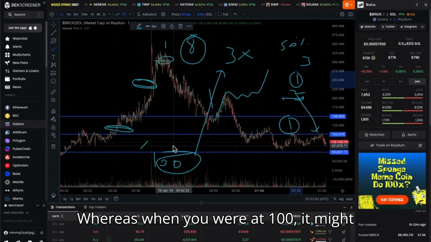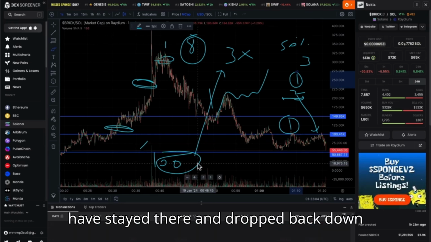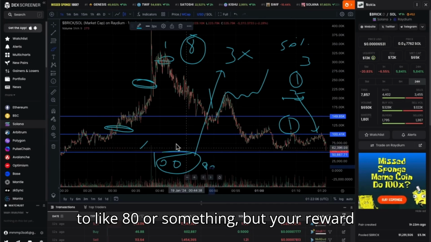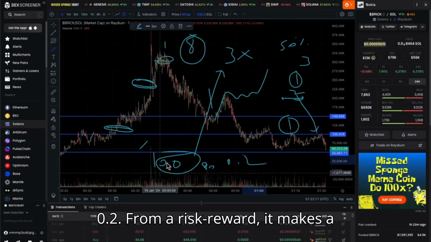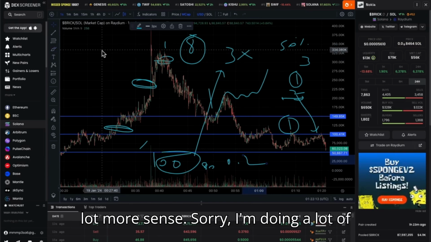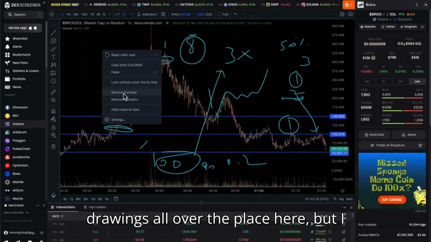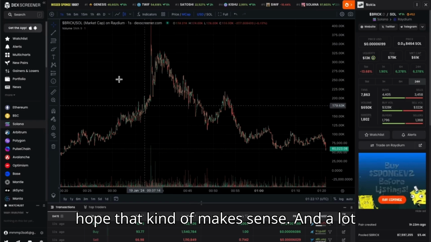Whereas when you were at 100, it might have stayed there and dropped back down to like 80 or something. But your reward is 2 whole SOL and you're only risking 0.2. From a risk reward, it makes a lot more sense. Sorry, I'm doing a lot of drawings all over the place here, but I hope that kind of makes sense.